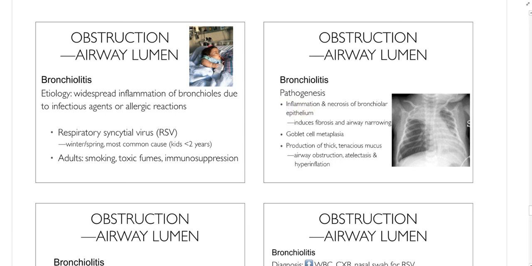So in general, we have the inflammation response and destruction of the bronchiolar epithelium, which then promotes fibrosis and airway narrowing, making it difficult for people to breathe through those bronchioles. We're also going to have goblet cell metaplasia, so a massive increase in this very thick and tenacious mucus, which increases even further airway obstruction and can promote atelectasis, which is this collapsing of alveolar beds. And they can even then promote hyperinflation from air trapping in the lungs.